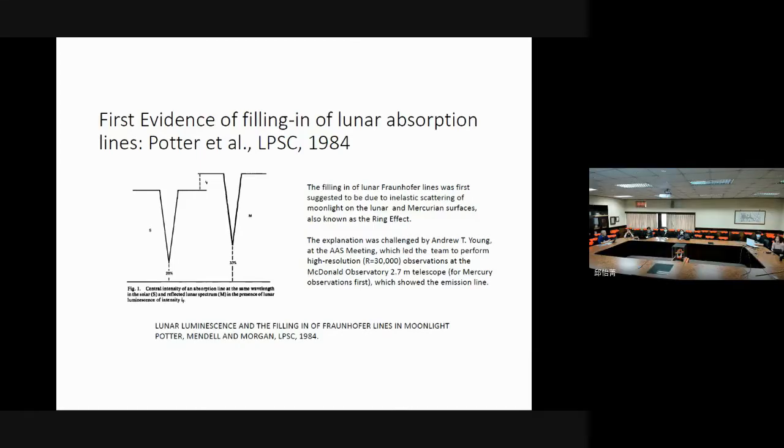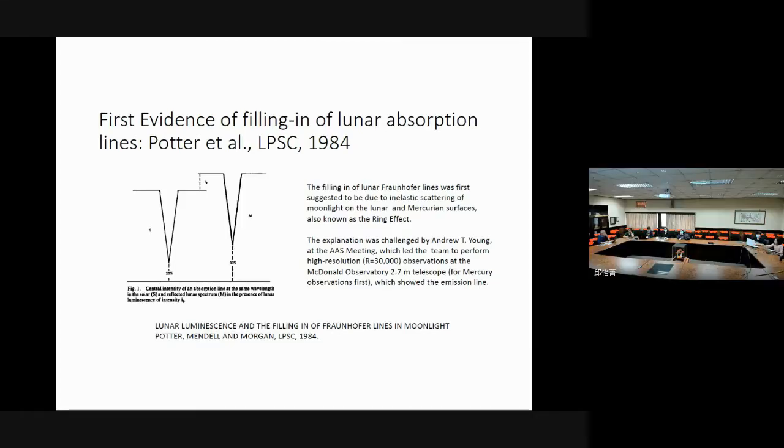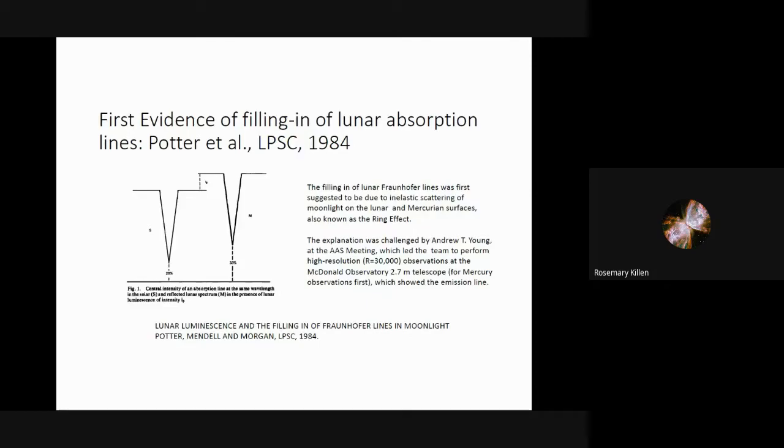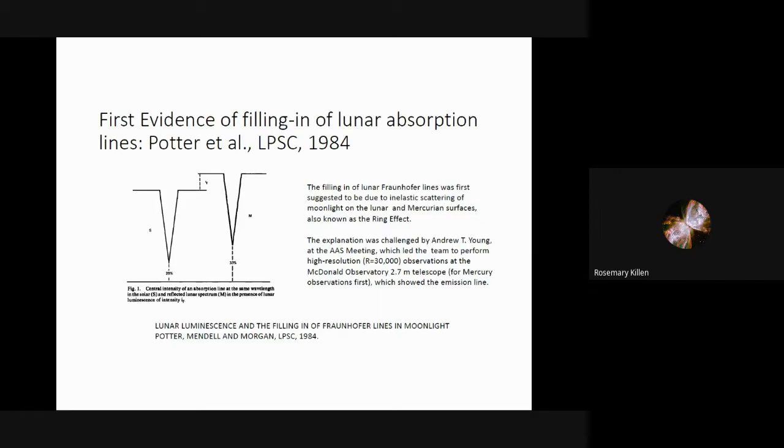But when they showed this at the American Astronomical Society meeting, Andrew Young said that couldn't be right because there was too much filling in. So they went to McDonald Observatory and observed at high resolution. And that's when they saw the emission line. So this is the emission line spectrum.